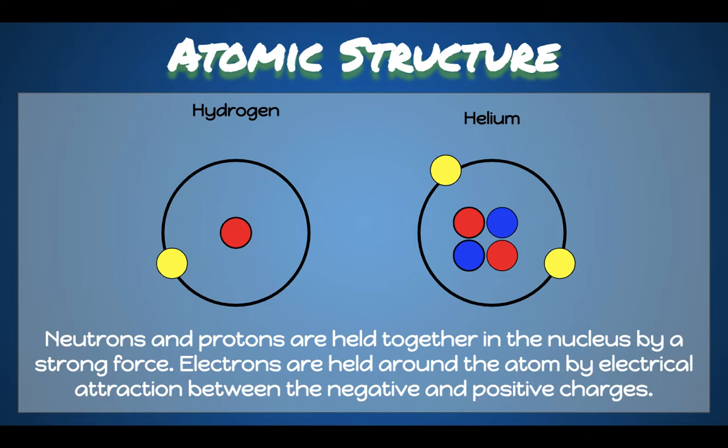So first we're going to look at hydrogen. Hydrogen does not have a neutron. The red circle represents the single proton, and the yellow circle represents the single electron. If we look at helium, the atomic number is 2. So there are 2 protons in the nucleus, 2 neutrons in the nucleus, and 2 electrons traveling around the nucleus.